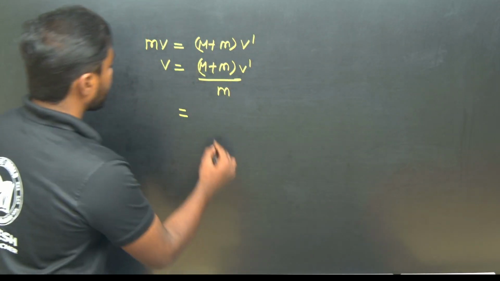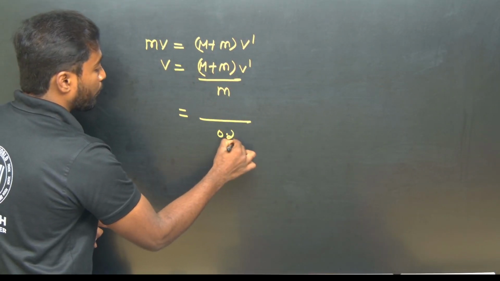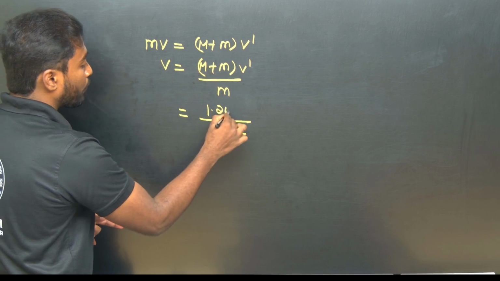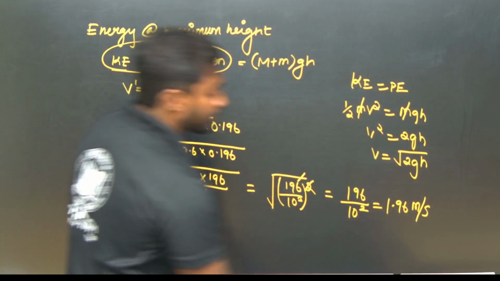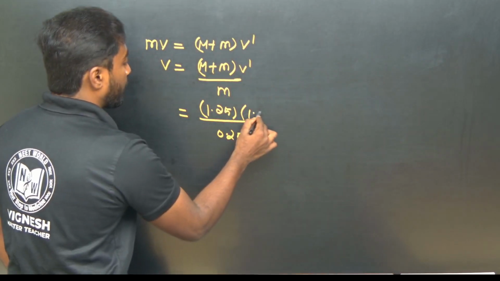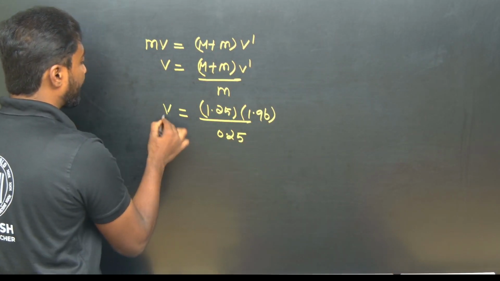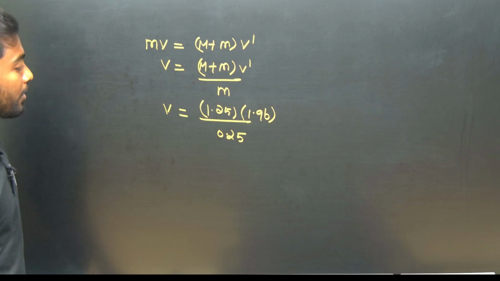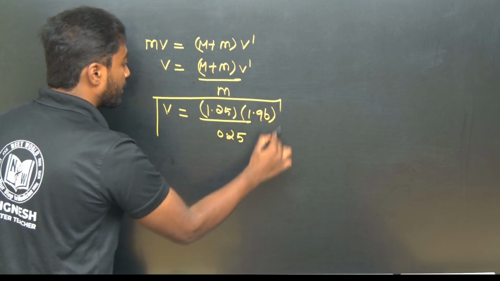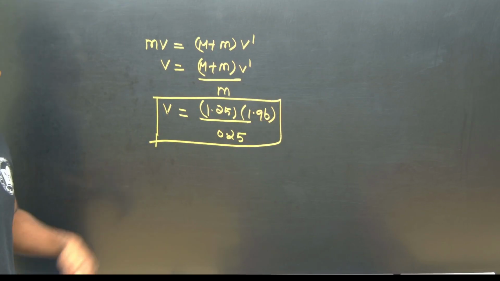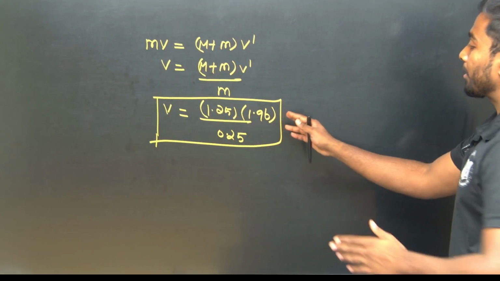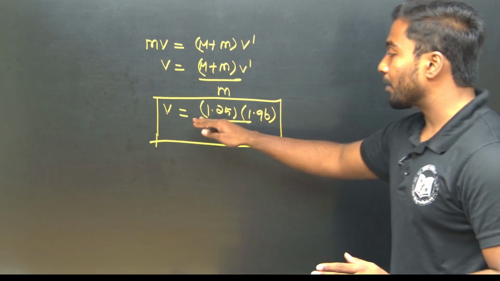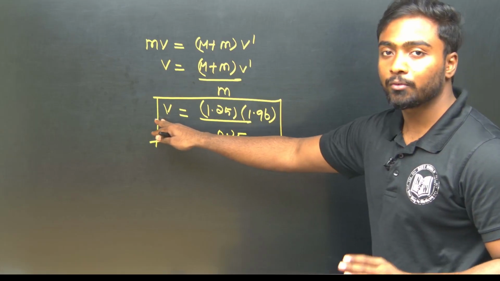So 1.25 into how much velocity is given? 1.96, right? So if I calculate this, I will get the initial velocity, that is the bullet's velocity. So the only thing is 1.25 into 1.96 divided by 2.25. If I calculate this, we'll get the initial velocity of the bullet.